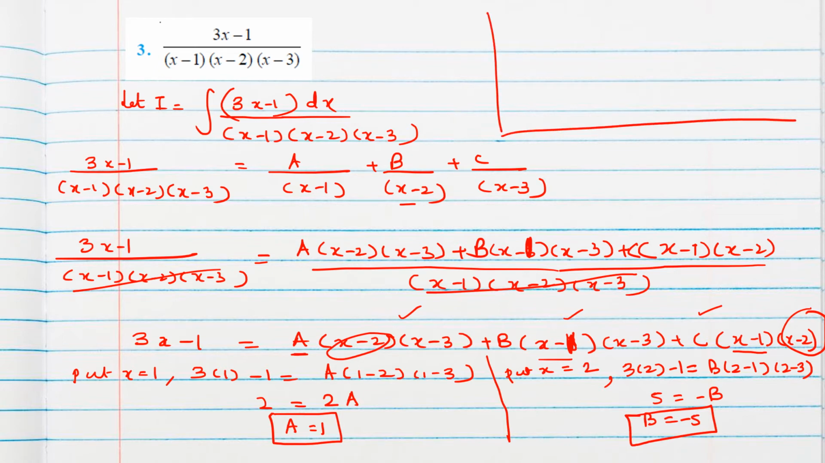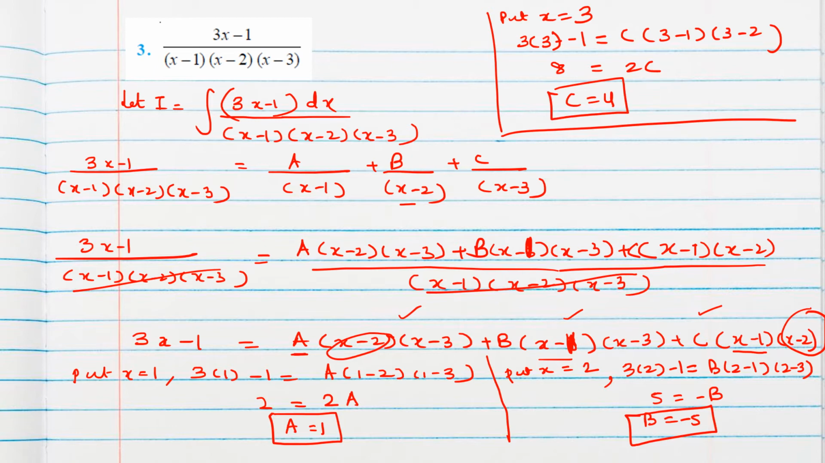Similarly, for the C value, we can put x as 3. First the A and B parts will go, only C will remain. So 3 into 3 minus 1 equals C into (3 minus 1)(3 minus 2). So 9 minus 1 means 8, and 2 and 1. So 2C, that is, C is 4. So this is our equation 1, suppose Roman 1. So we'll substitute the A, B and C values in this. So A is 1, B is minus 5 and C is 4.